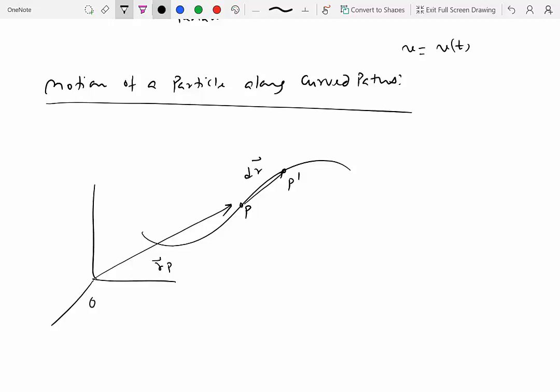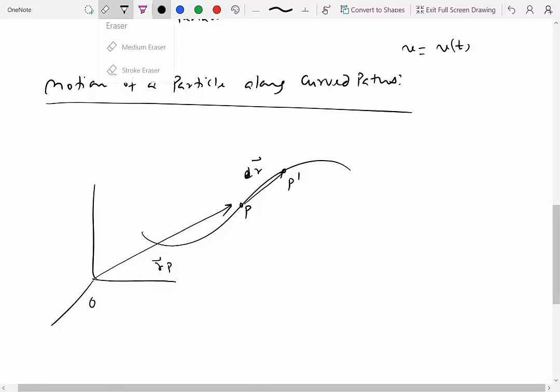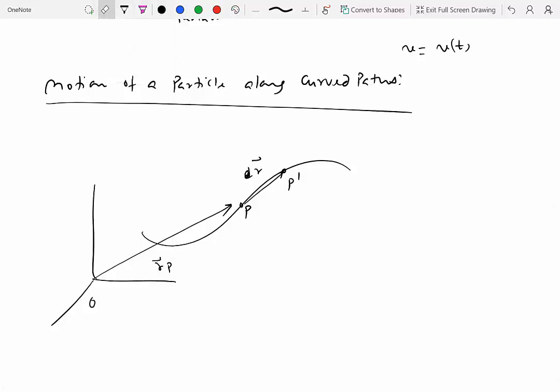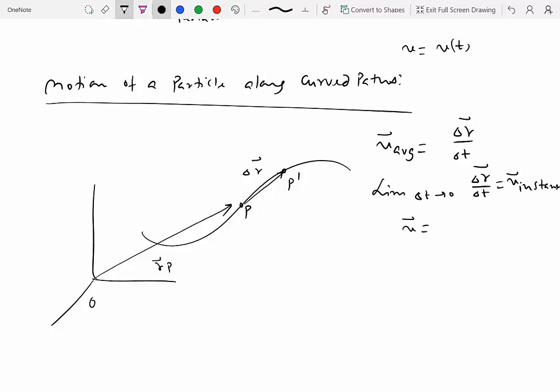Well, I'm going to call it actually delta r for the reason that will become clear pretty soon. Okay, I'll call it delta r, to be consistent with how we're defining the differential change in displacement. So how do we define average velocity? In the same way we did before, average velocity is nothing but delta r over delta t, and in the limit when delta t goes to 0, delta r over delta t actually becomes instantaneous velocity, right? And so instantaneous velocity, and I will skip the subscript instant, I'll just write simply v, is nothing but dr over dt.